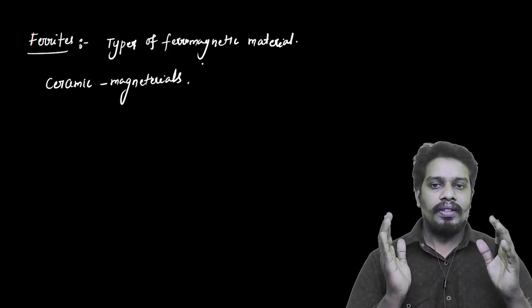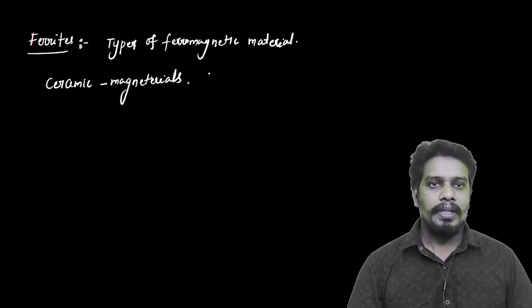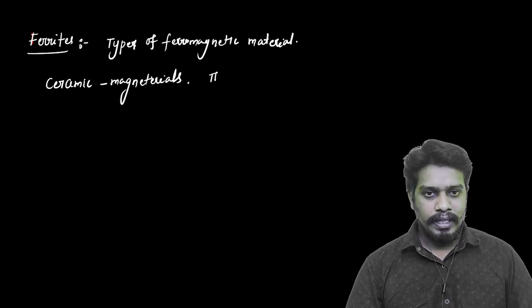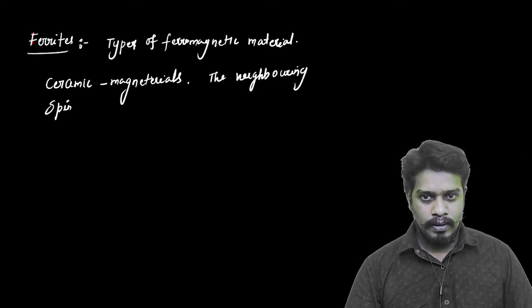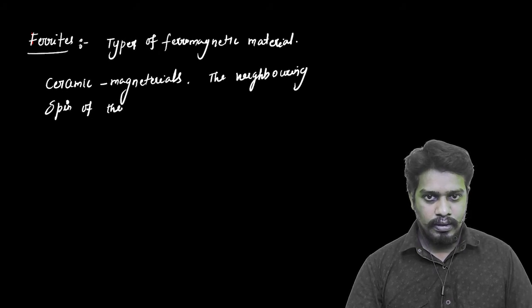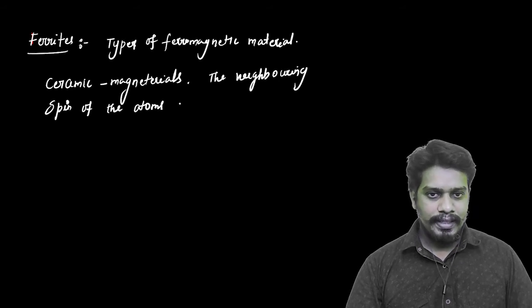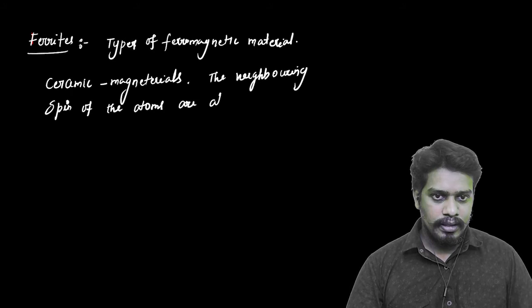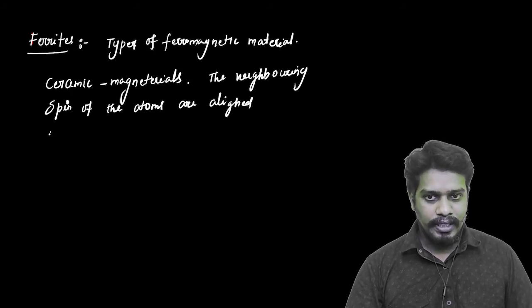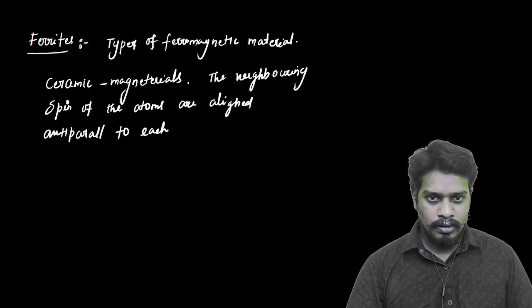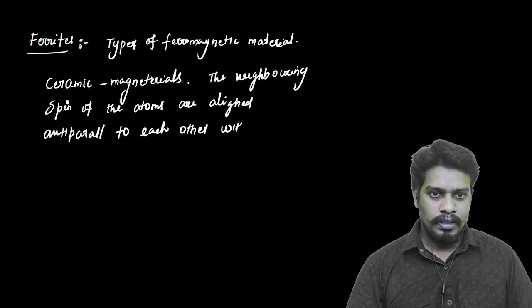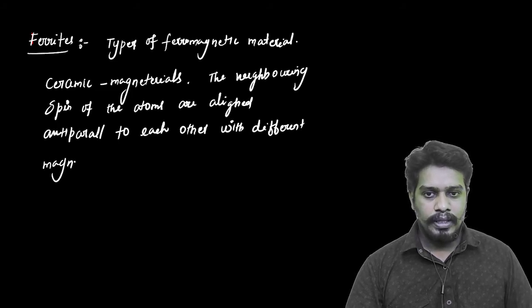The neighboring spins of the atoms in the ferrites are aligned anti-parallel to each other, opposite to each other, but with different magnitude. So what will it look like?